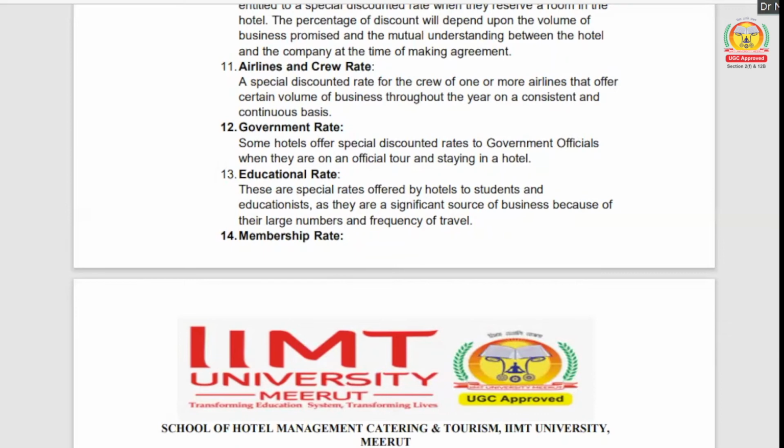Another one, we have government rate. Government rate is a special discount some hotels offer to government officials when they are on official duty and staying in the hotel.